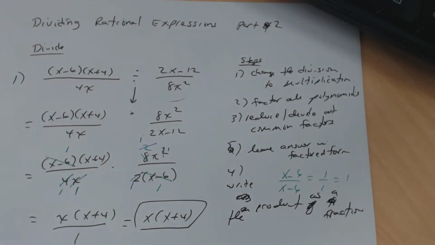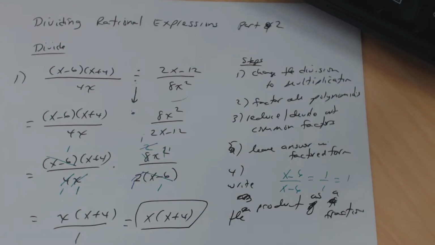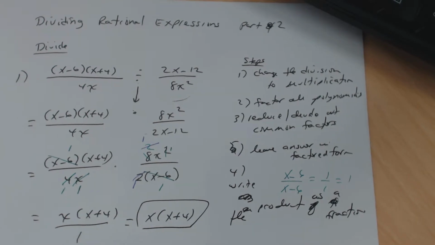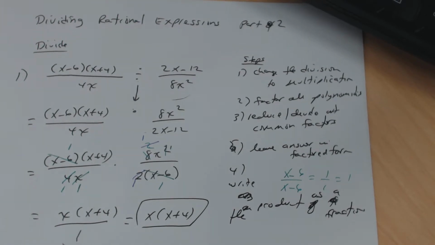All right, number 2, let's suppose we had 3x squared divided by x squared minus 1, and that rational expression is being divided by this one, x to the 5th divided by x plus 1 to the 5th. All right, I'm sorry, that's squared. So x plus 1 squared.